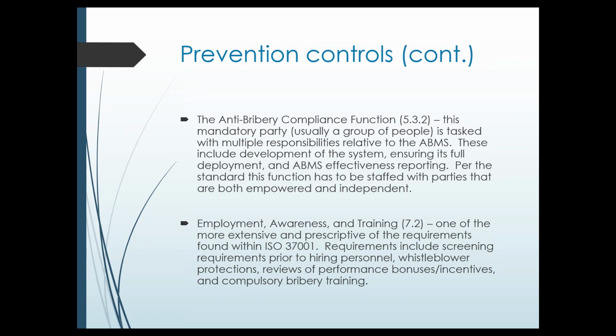Employment awareness and training is covered in section 7.2, and this is actually one of the more extensive and prescriptive of the requirements. It's a very long list of things that you're required to do within an organization that has an ABMS program. So they talk about things like screening requirements prior to hiring personnel, having whistleblower protections, having reviews on performance bonuses, and providing mandatory bribery training for all personnel within the organization.